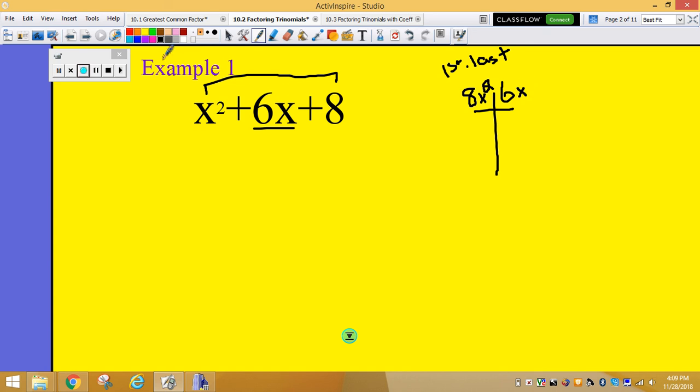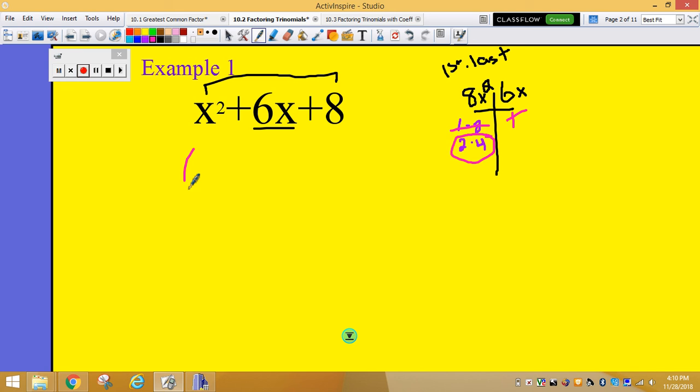Now, underneath this first column, I'm going to list everything I could multiply to get 8. So I could do 1 times 8. I could do 2 times 4. And that's it. That's the only way I can multiply to get 8. So one of these two is going to be my answer. The way you figure out which one is your answer is whichever one will add up to give you this. So you want to add them to get 6. Well, 1 plus 8 is 9. That doesn't work. 2 plus 4 is 6, so that's going to be my answer.